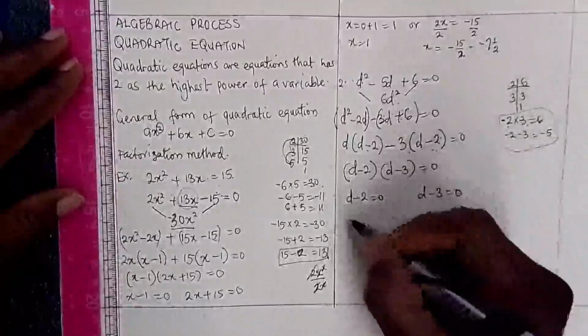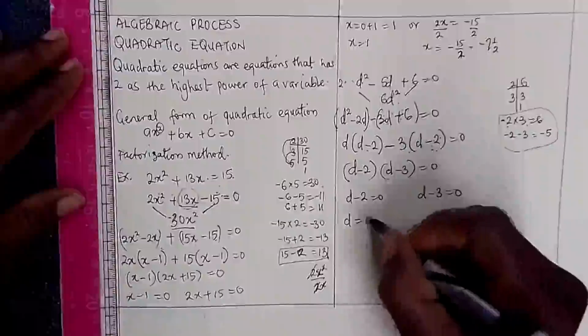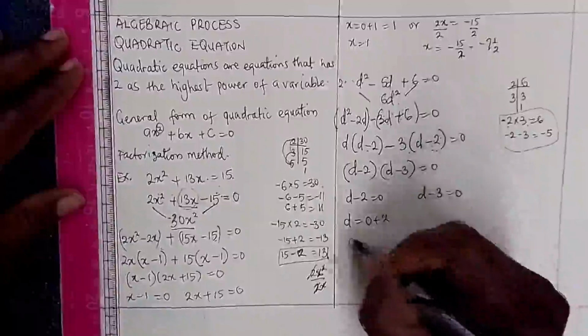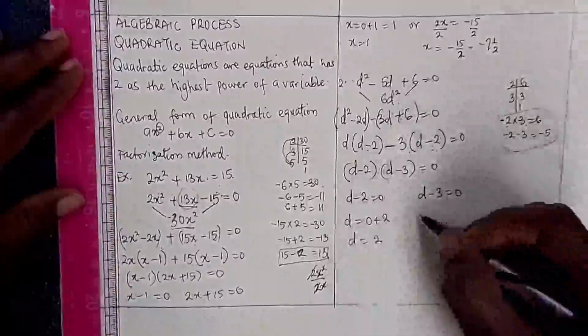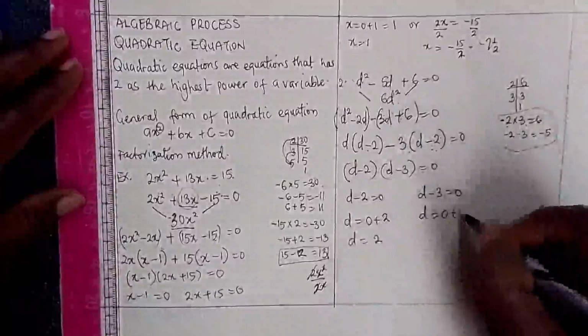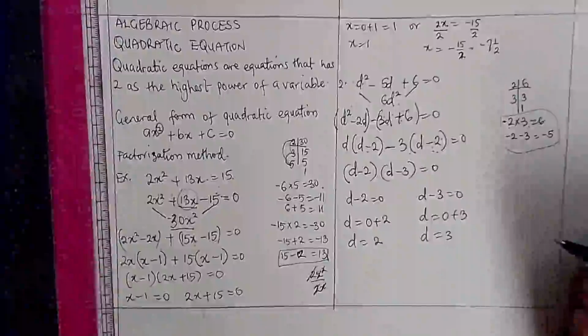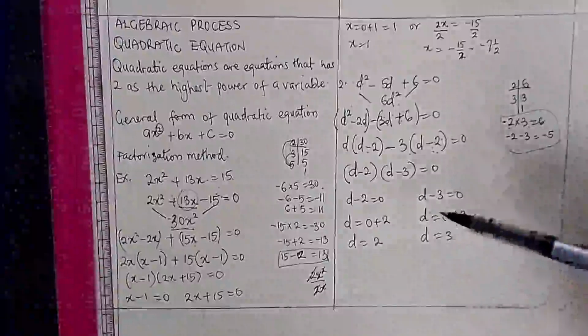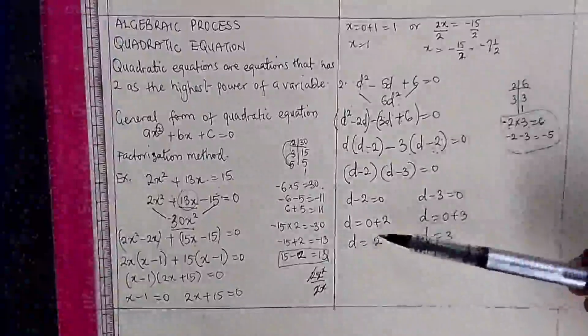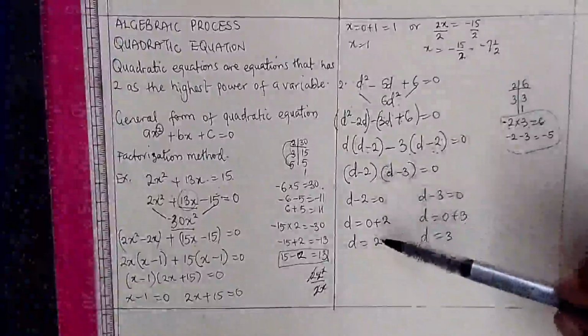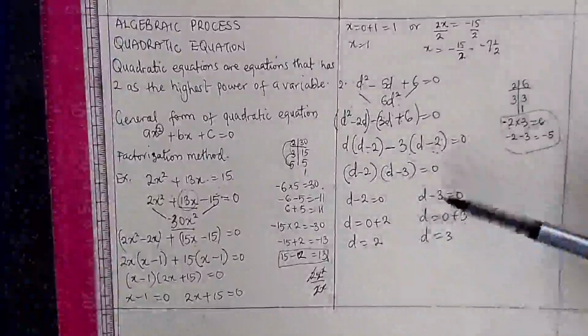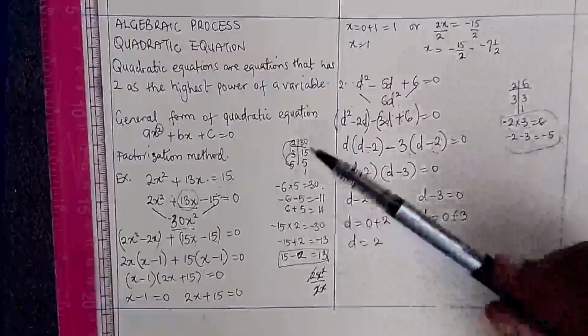So getting it, we say d is equal to 0 plus 2. D is equal to 2. And here we say d is equal to 0 plus 3. D is equal to 3. Okay, so you see we've gotten the two answers or two values for the unknown d. The first unknown d is 2, the second unknown is 3.